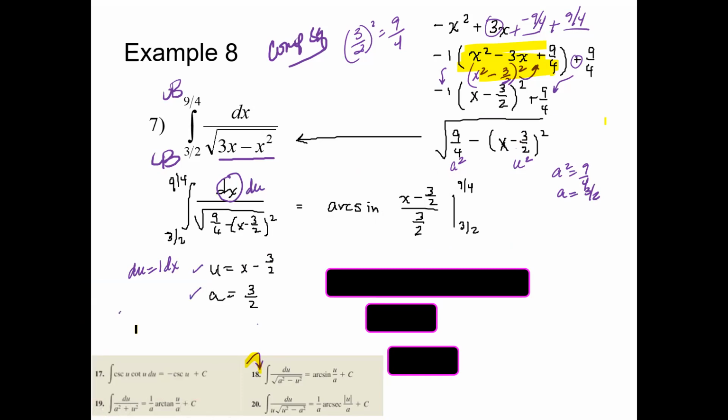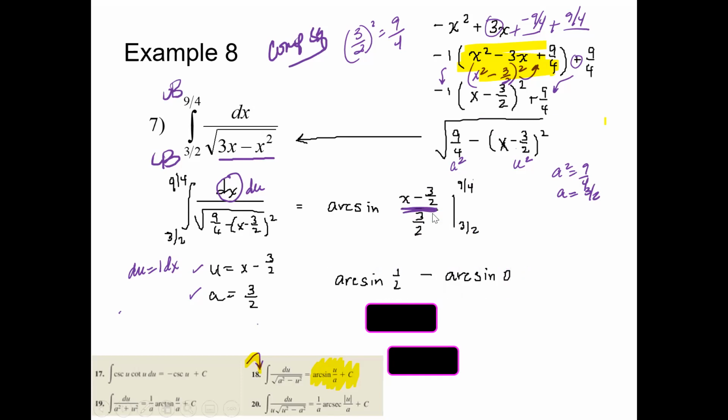So if it's in terms of u, you can go ahead and plug it into this equation, which is arc sine u, and your u is x minus 3/2 divided by a, which is 3/2, and you want to evaluate this from the upper bound to the lower bound. I don't like the way this fraction is written, so I'm going to rewrite it a little bit, or you could just leave it here if you want. So if I plug this part in, I have 9/4 minus 3/2 divided by 3/2.